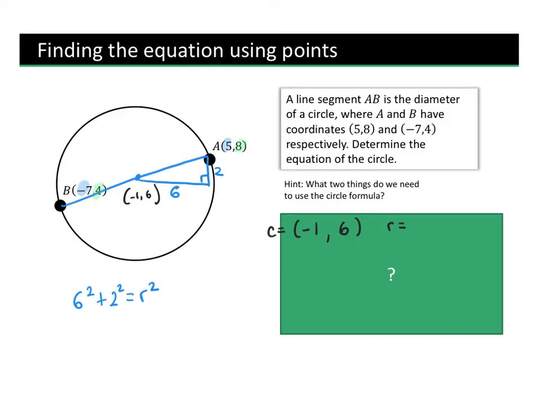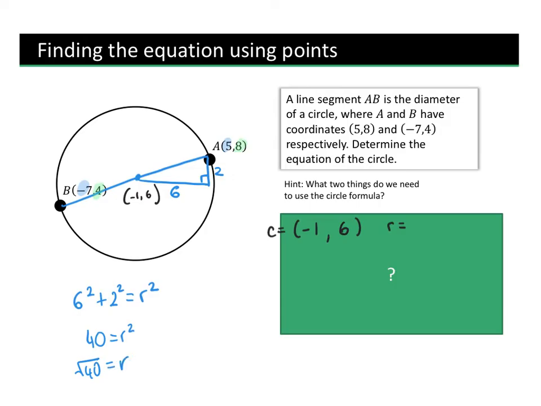And 6 squared is 36, plus 4. I had 8 squared in my head for some reason. 36 plus 4 is 40. So 40 equals r squared. So the square root of 40 equals r.